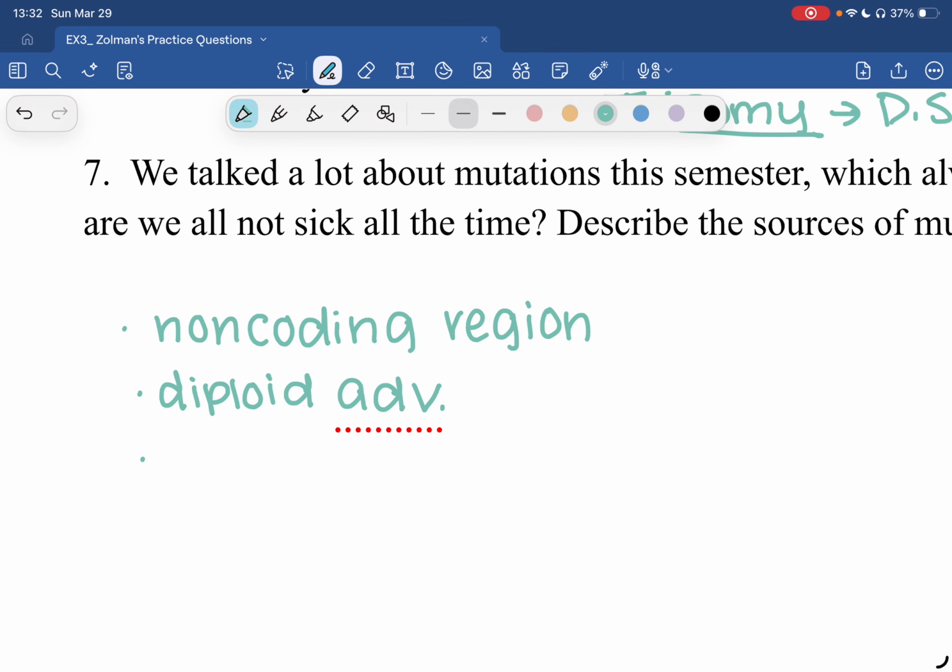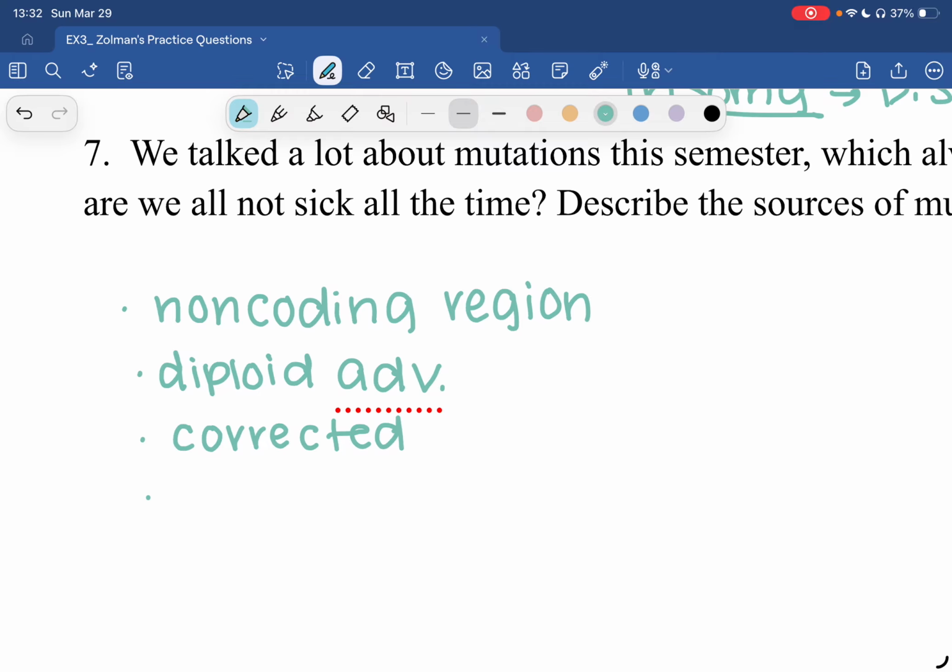Another reason could be the mistake could be corrected. This means that DNA polymerase has proofreading activity, so it can basically go back if it notices that there's a mistake. It can backtrack a little bit, fix the mistake, and then keep moving forward. And then another one is that it might be a silent mutation.